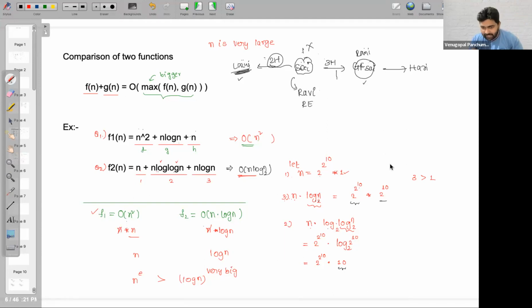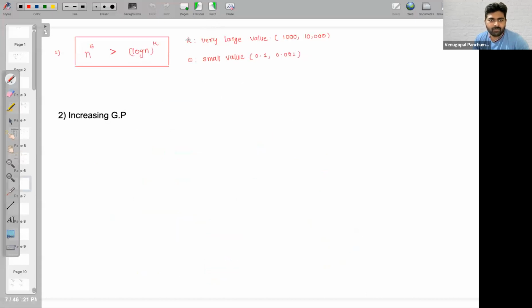I'll take those questions also, please wait. Okay, good. Next, friends, the first one I have already told: n power epsilon is always bigger than log n power k, for a very, very big value of k. You take k as much as you want, but you take epsilon a very small value, still n power epsilon is bigger.